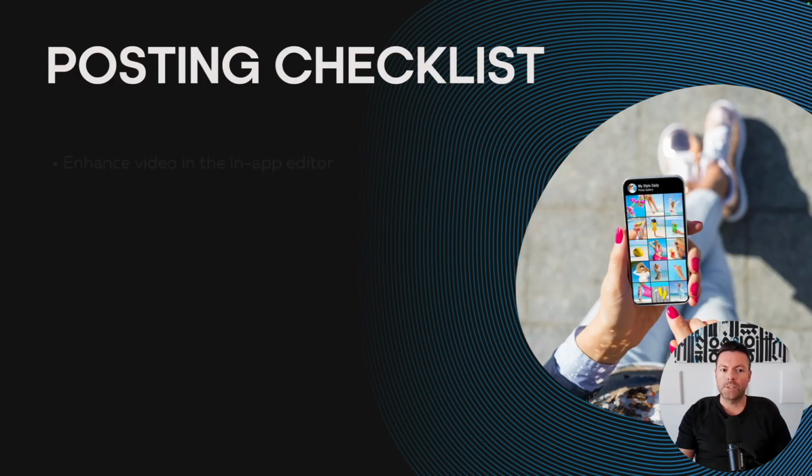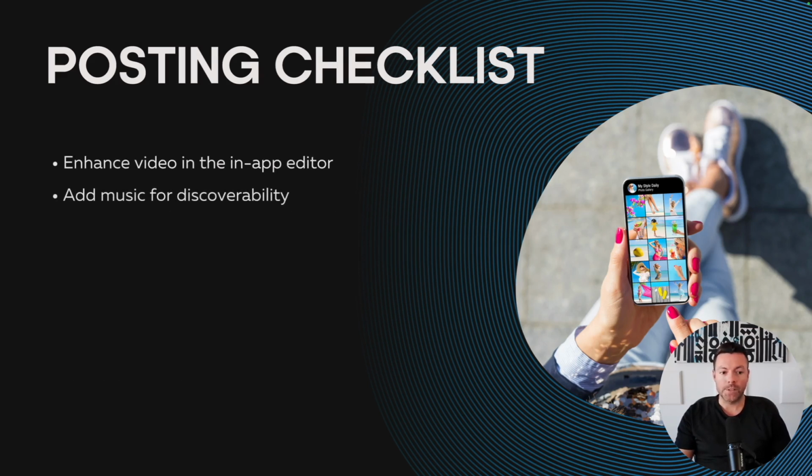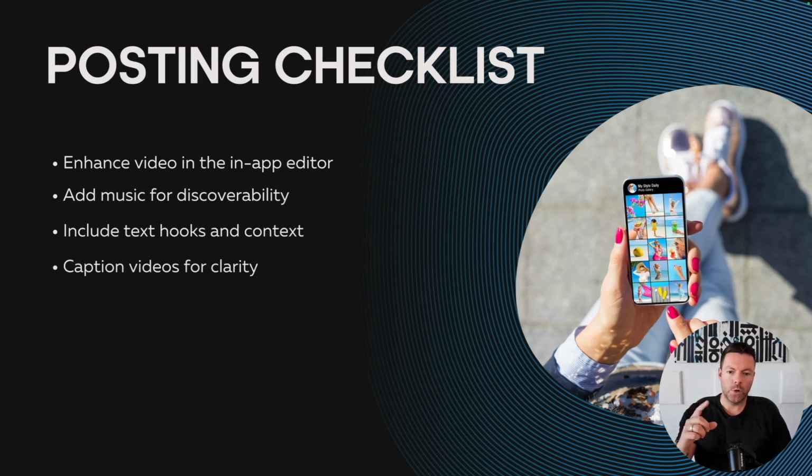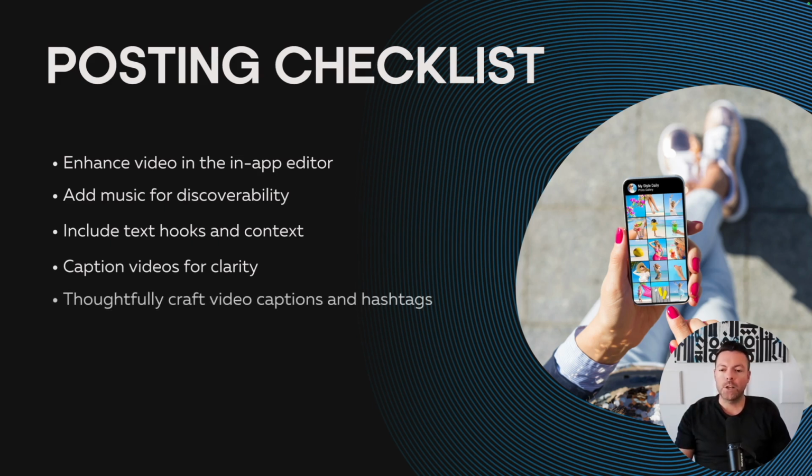Now let's talk about posting checklist. So enhance video in the in-app editor. Okay, you can do this by adding music for discoverability. Obviously, trending music is a big one. Include text hooks and context as well. So you can add these directly in the in-app editor. And caption videos for clarity, of course, that's super important. Include the hook in the caption. And thoughtfully craft video captions and hashtags by looking at other creators and see what's gone viral for them in your niche and just doing the same thing.